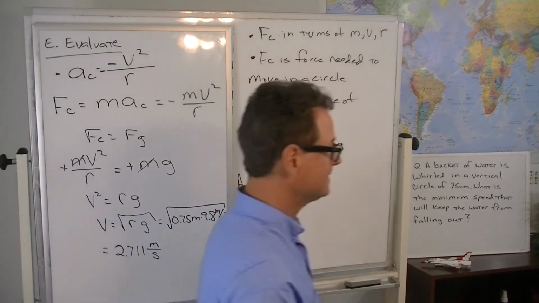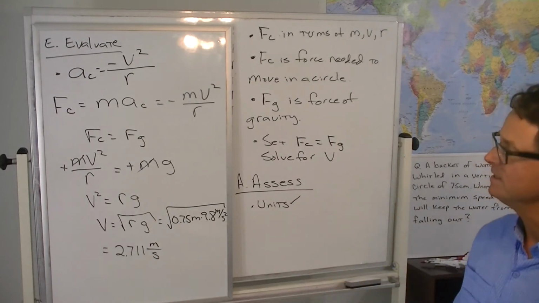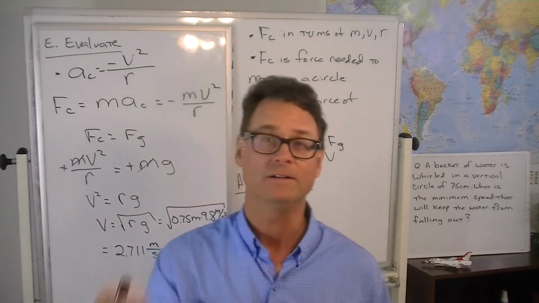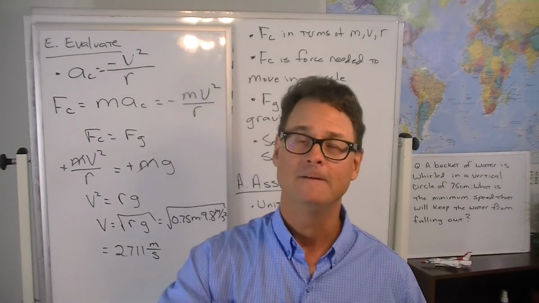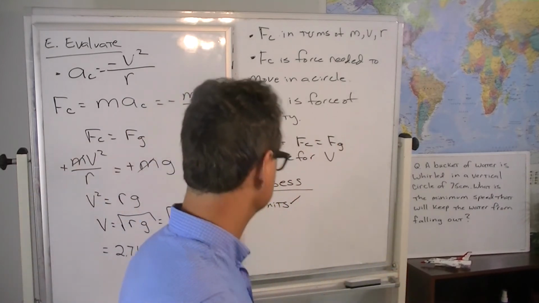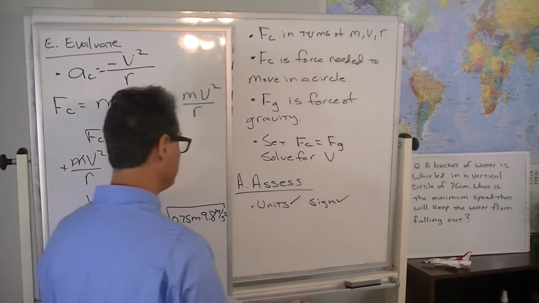What about the sign? We didn't pay a whole lot of attention to the signs here because the direction that you spin it doesn't matter. Right at that top, the centripetal acceleration is down, and so there's no problem with the sign. What about the magnitude?